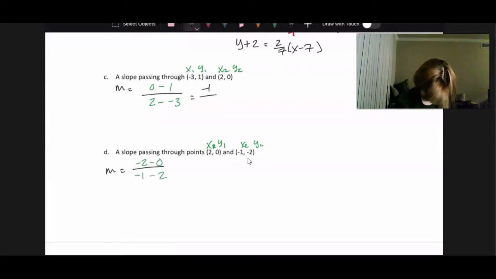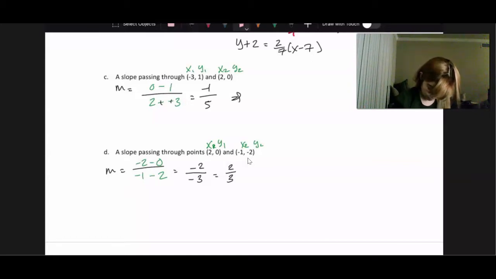Negative 1, this becomes plus, negative 1/5, negative 2, negative 3, double negatives make positive. So I found my gradients for both of them, so now I can write my equations in point gradient form.